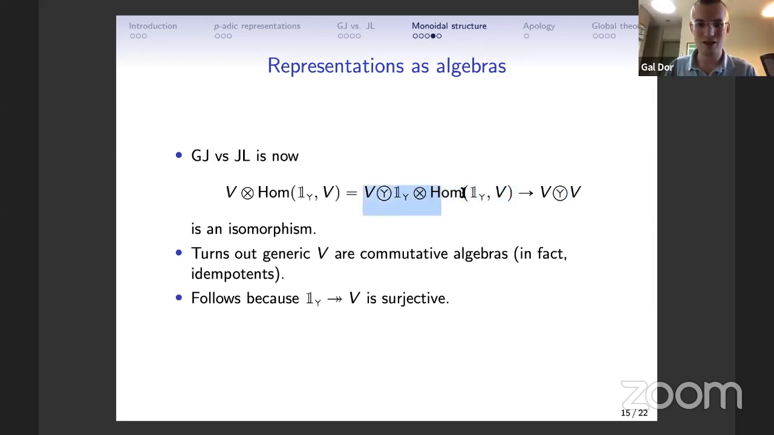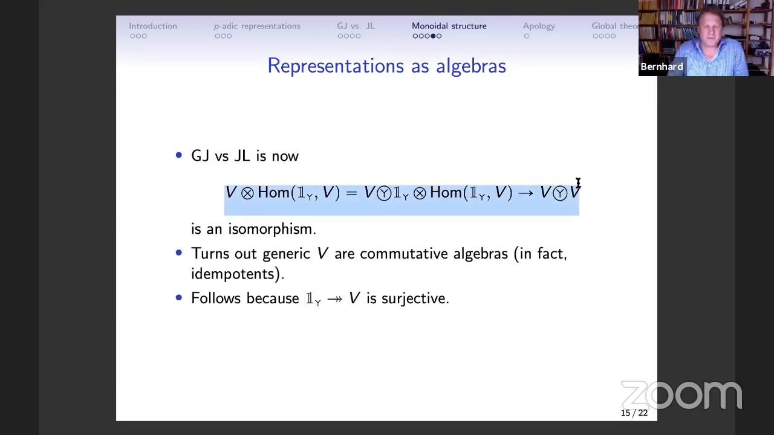I used some associativity here without explicitly saying it, that I replaced the order of this product with the usual tensor product. But essentially what happened is that I sent V to V times 1, and then I paired off this 1 with the map to get an element in V. So this defines a map between V times Hom from 1 to V and V times V. And it is easy to use general abstract nonsense and the fact that the map from 1 to V is surjective to show that this map is an isomorphism.